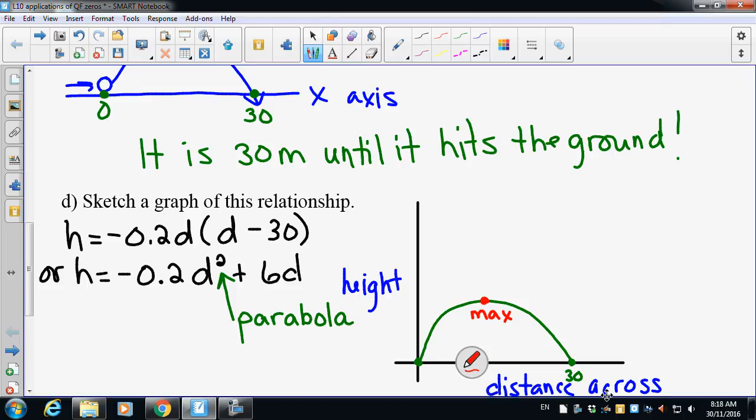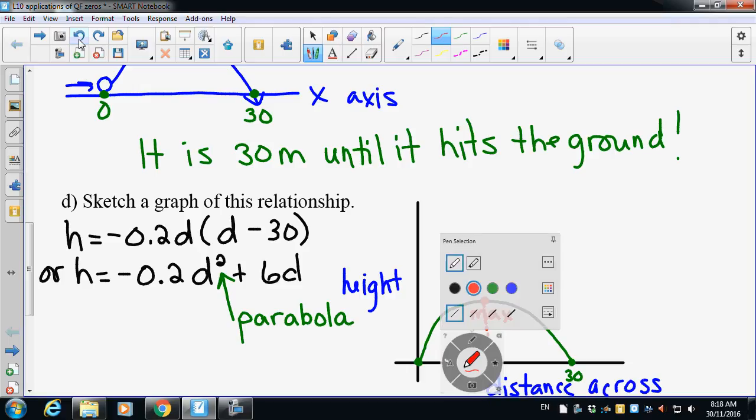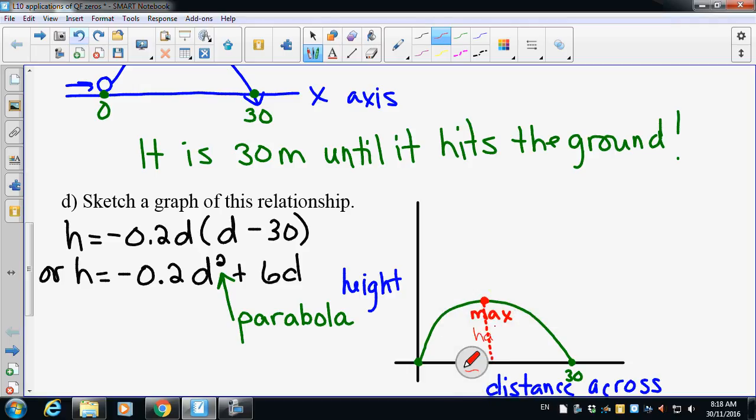So at this point, to make our graph kind of accurate, I want to figure out this maximum height. If I have graphed enough of these graphs, we would know that the maximum should be halfway between the x-intercepts. So halfway between the x-intercepts would be 15. So we've gone across 15 meters. I want to know how high up it would have gone. To figure that out, all I have to do is take out the d and put in 15, and I'll figure out my maximum.